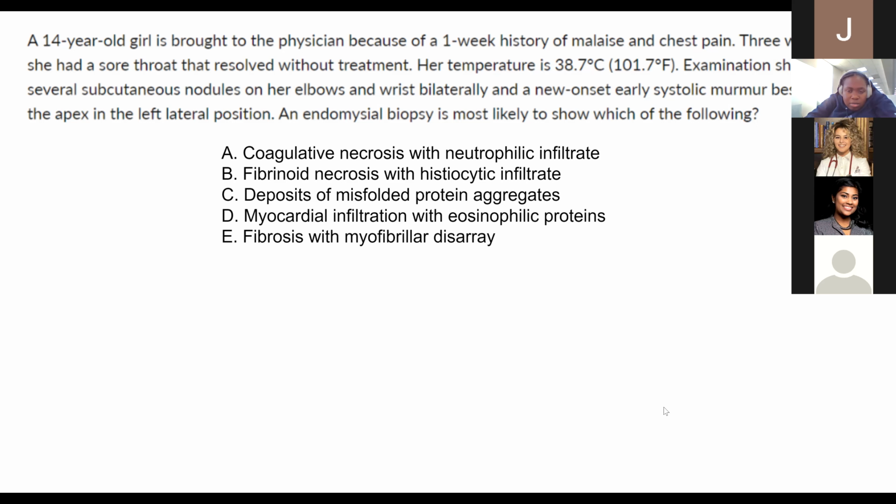Because we have a 14-year-old girl, 1 week history of malaise, chest pain. 3 weeks ago, she had a sore throat that resolved without treatment. The minute they bring up any kind of sore throat in a 14-year-old, think about this. Several subcutaneous nodules, Jones criteria. New onset early systolic murmur. Usually this happens at a later age, usually they start to have heart problems later, but this one's starting early. So now we have an endomyocardial biopsy to show which of the following.